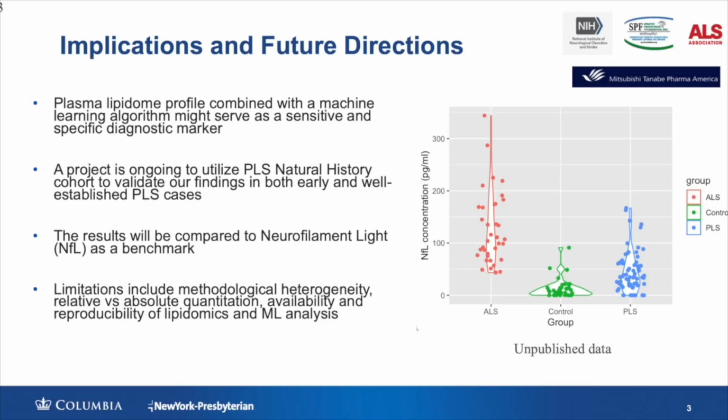Now, this sounds all promising, but there are challenges. Lipidomics always has issues with methodological heterogeneity, meaning how different labs analyze lipids differs. Lipidomics is not always available, and the cost is still quite high. There are different ways to do lipidomics, such as targeted, untargeted, absolute versus relative quantitation, which sometimes makes it difficult to compare data between different experiments. Also, the results might vary based on the machine learning approaches you use. So with these limitations in mind, we need to address them as we move forward with lipidomics.